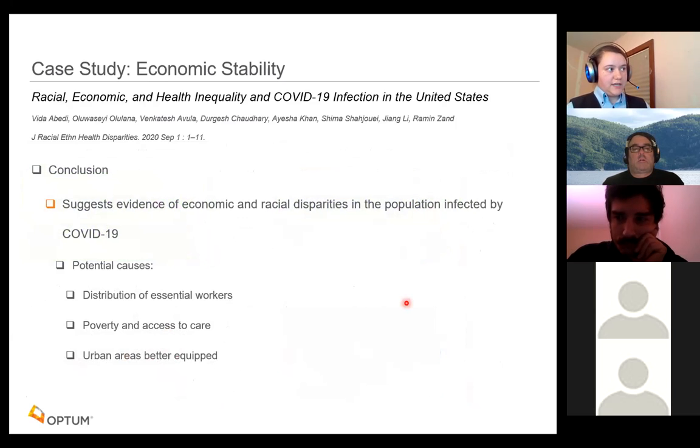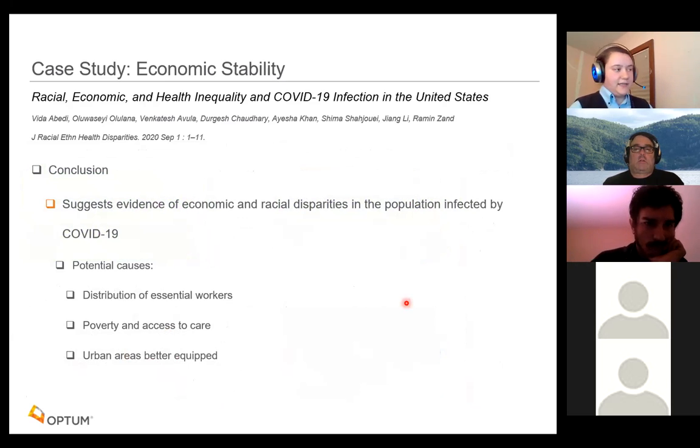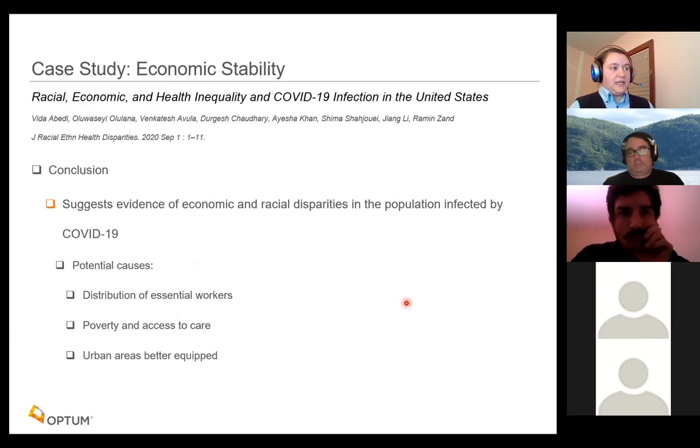So the study suggests evidence of economic and racial disparities in the population affected by COVID-19. Some of their potential causes they list are the distribution of essential workers, poverty and access to care. That's a big one in rural areas. Urban areas are better equipped to take an influx of patients. They have more doctors on hand, more resources. So that's sort of economic stability.